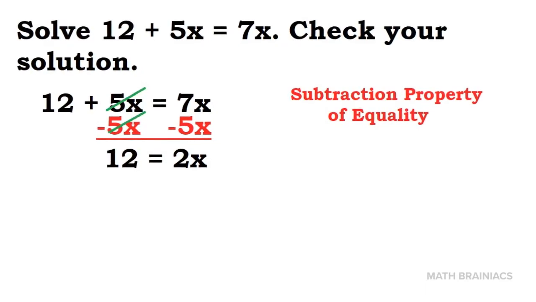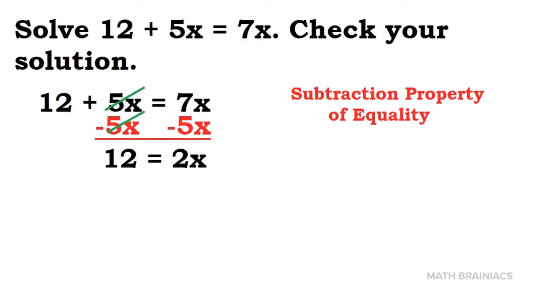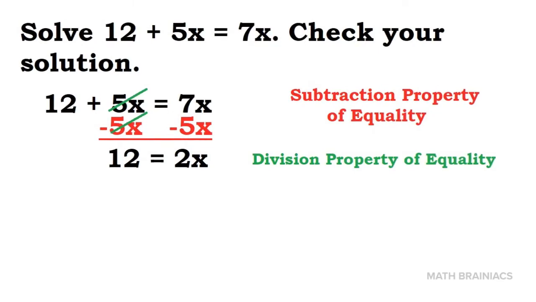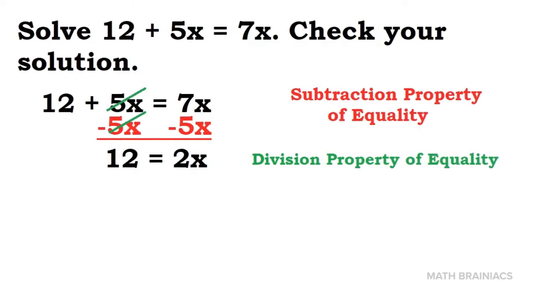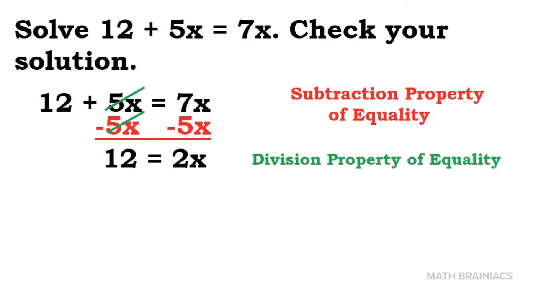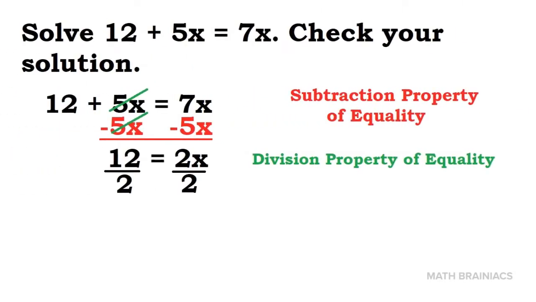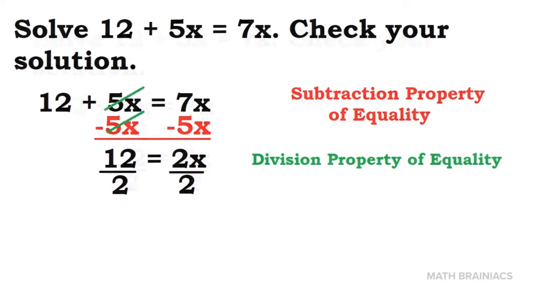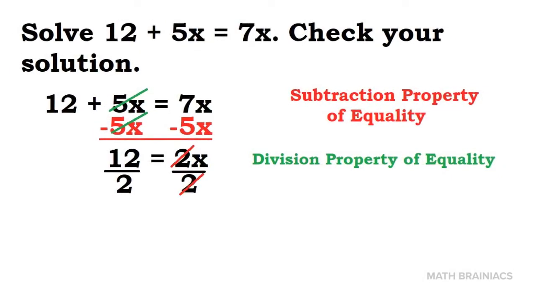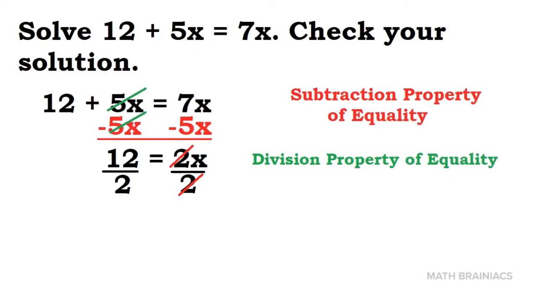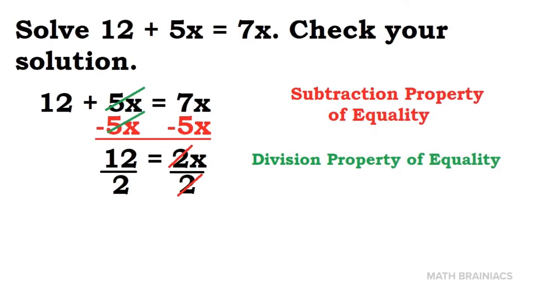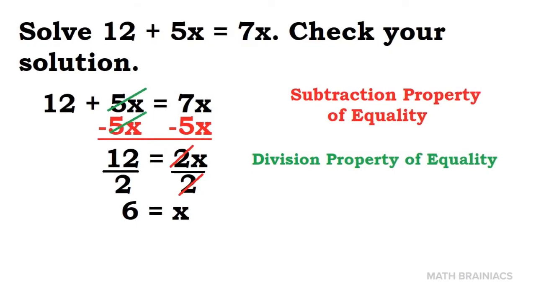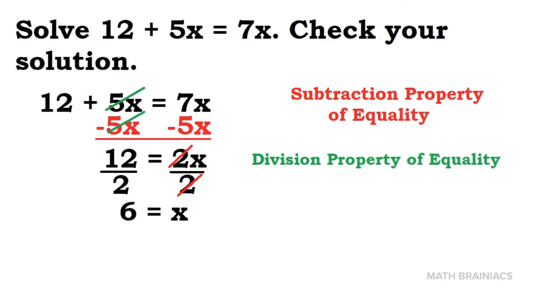Straight away, what property are we going to use to continue solving for x? Since we have multiplication of a number with a variable, we can use the division property of equality. Accordingly, we can divide both sides by 2. Furthermore, we can cancel out the 2 on the right side and we can work on 12 divided by 2, which will give us 6. Therefore, x is equal to 6.